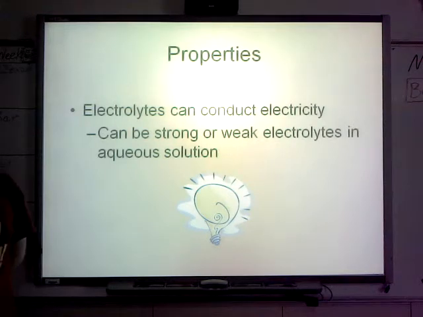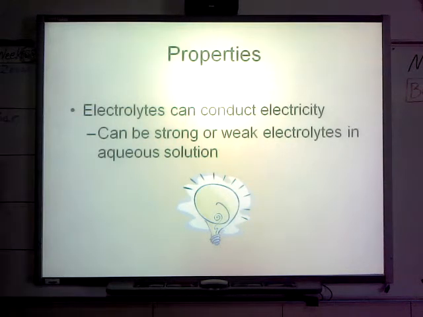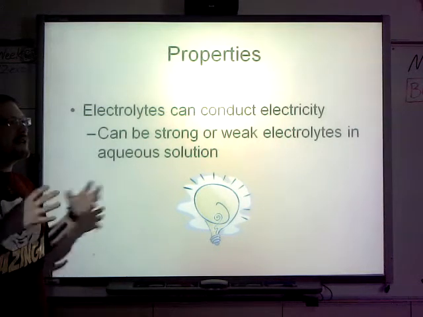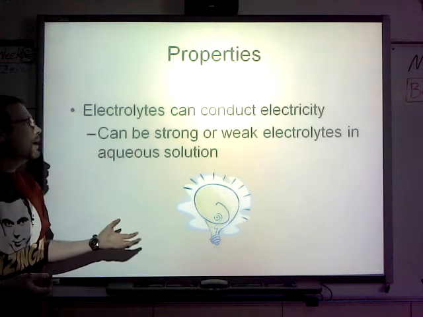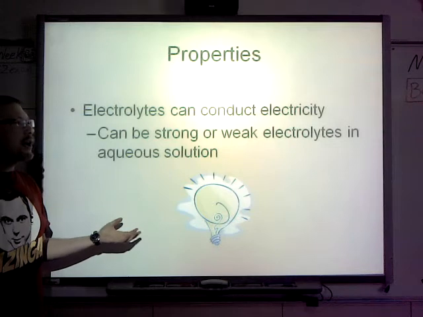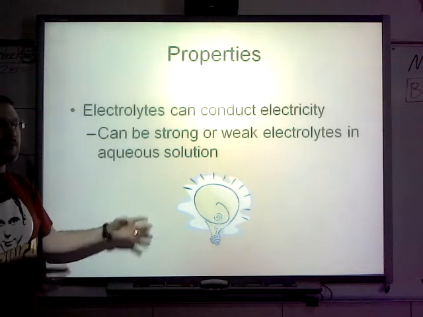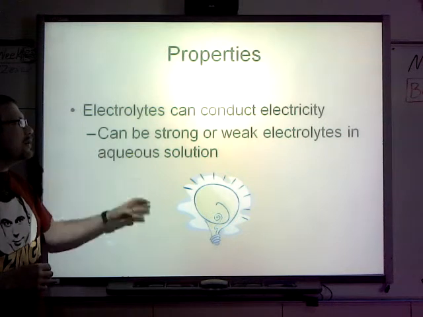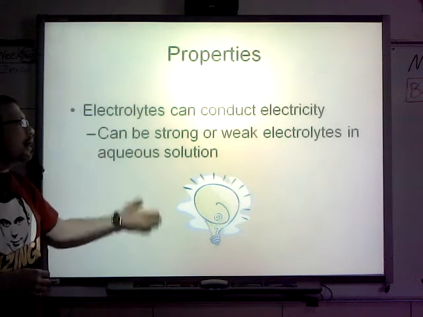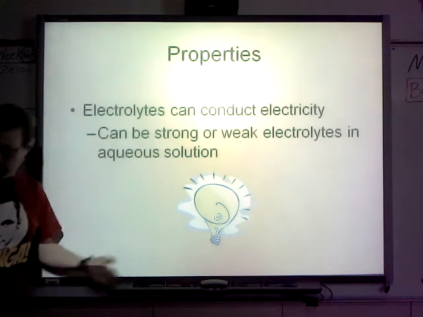Just a reminder, you should remember this from our last unit on solutions. An electrolyte is any substance that when you put it in water, it dissolves, it gives off ions, and it can conduct electricity. Now, depending on how well something ionizes, how well it gives off those positive and negative charged ions, lets you know how strong or how weak of an electrolyte it is going to be.